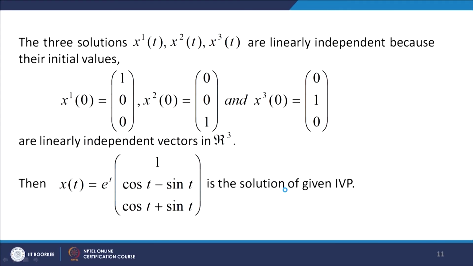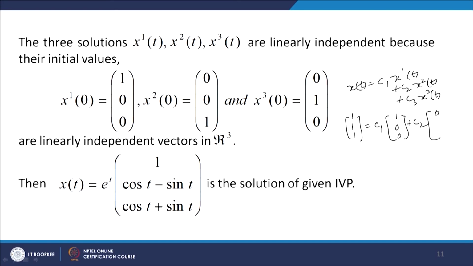So, for that what you do is you write the general solution. General solution is x(t) equal to c1 x1(t) plus c2 x2(t) plus c3 x3(t). We have seen that x1(t), x2(t), x3(t) are linearly independent. So, in that then you put t equal to 0. When you put t equal to 0, you get (1, 1, 1) equal to c1 times x1(0) is (1, 0, 0), then c2 times x2(0) is (0, 0, 1), and then c3 times we have (0, 1, 0).